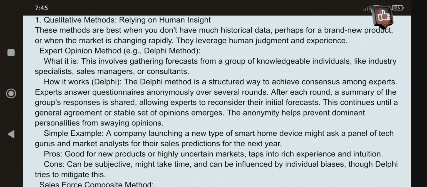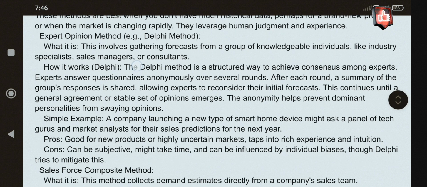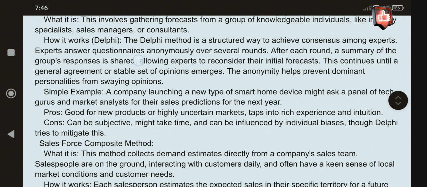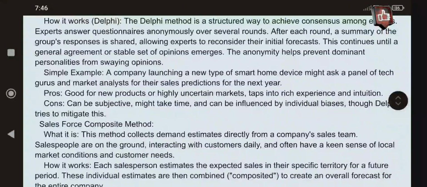After each round, a summary of the group's responses is shared, allowing experts to reconsider their initial forecasts. This continues until a general agreement or stable set of opinions emerges. The anonymity helps prevent dominant personalities from swaying opinions. Simple example: a company launching a new type of smart home device might ask a panel of tech gurus and market analysts for their sales predictions for the next year.